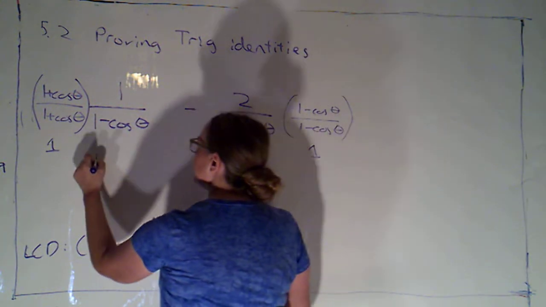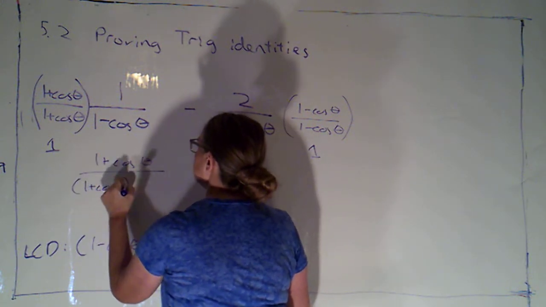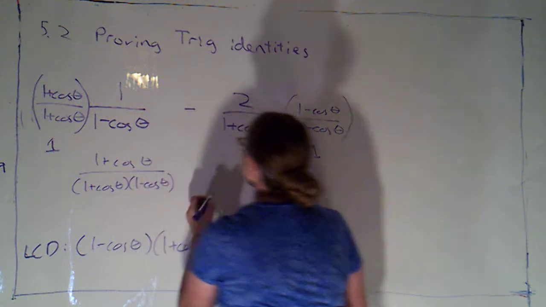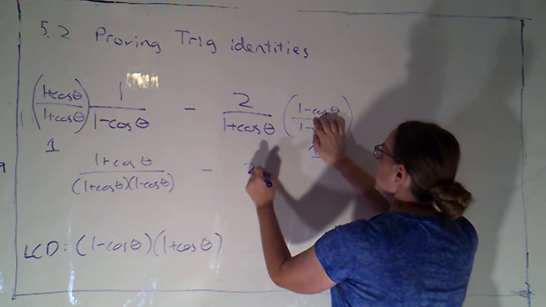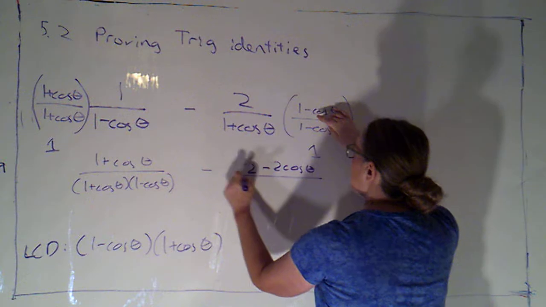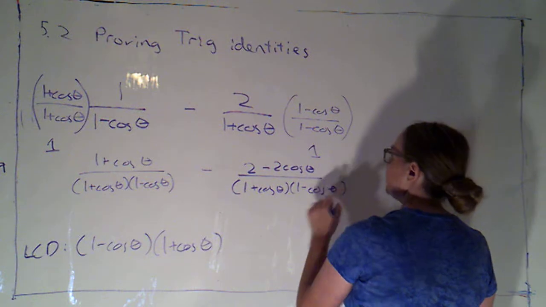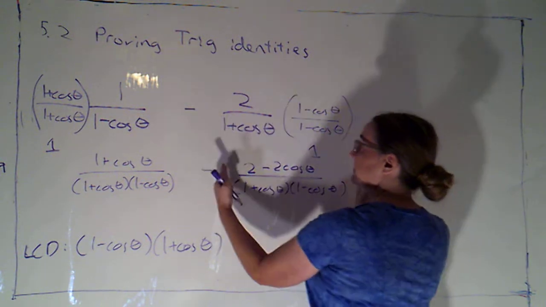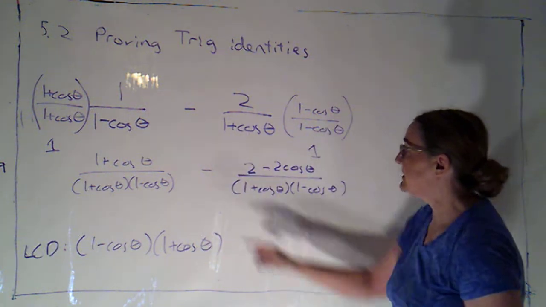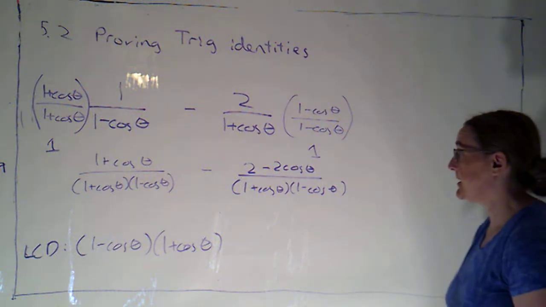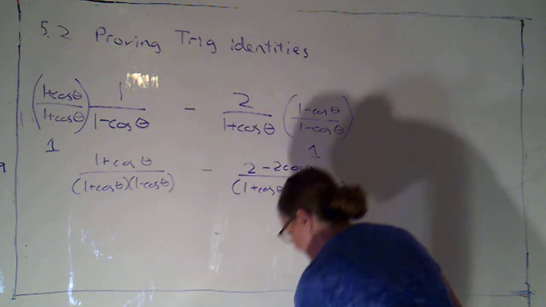So now I'm going to get here 1 plus cosine theta over 1 plus cosine theta times 1 minus cosine theta, minus, I'm going to just distribute that 2. So I'm going to get 2 minus 2 cosine theta all over 1 plus cosine theta, 1 minus cosine theta. This negative sign, this subtraction sign, applies to the entire fraction. So I'm careful to keep it in front of the entire fraction, not just associate it with just the 2. All right, so in the next step, I'm going to do 2 things.